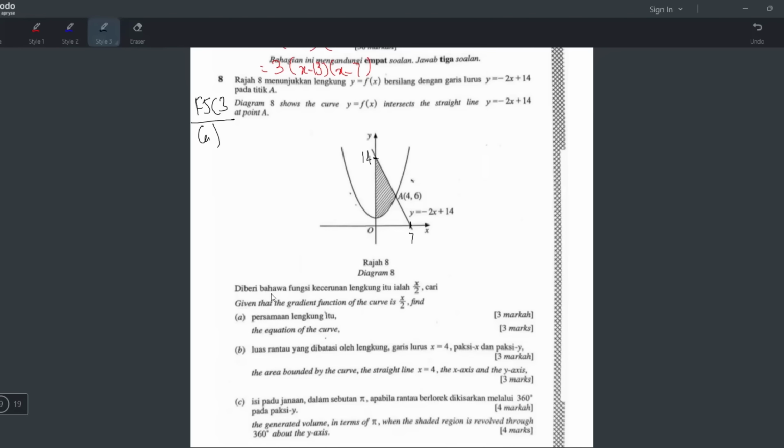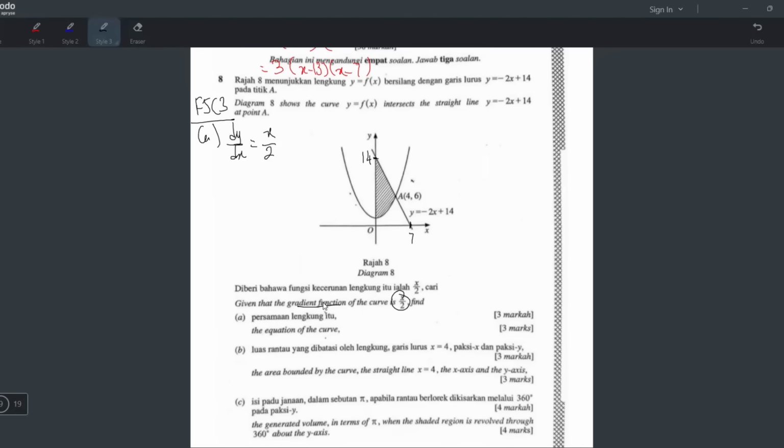All right, let's see what it says here. Given that the gradient function is x over 2. Gradient function means dy dx. Make sure you know that. Gradient function, in short form, I like to call it GF. GF means dy dx. Sometimes they will call it gradient curve, but they mean the same thing. They are both the same thing. Okay, gradient function is dy dx.